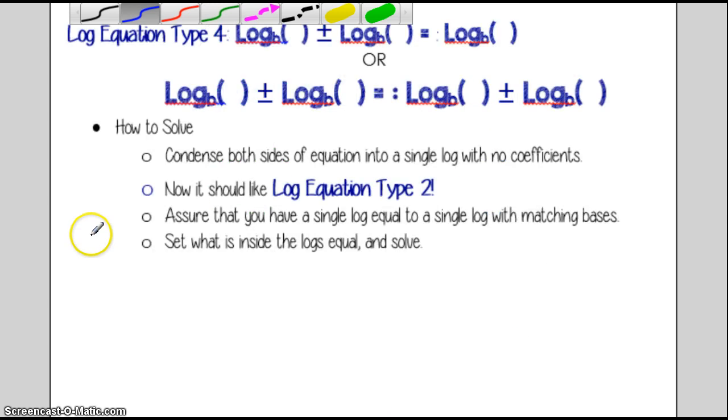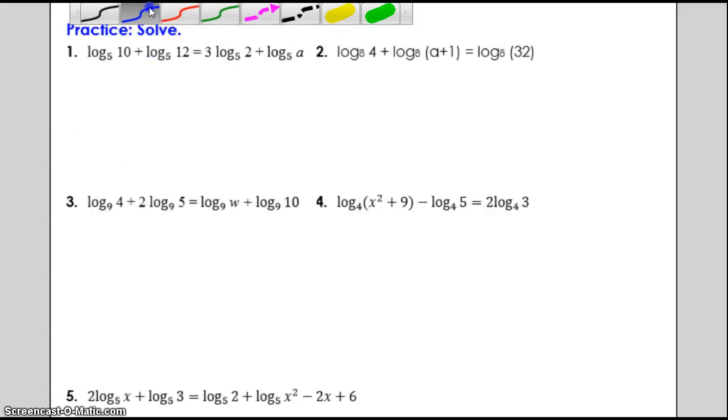All right, last rule that we're going to talk about, what if we've got the logs on both sides? So addition or subtraction, you're still going to simplify. We're going to condense both sides into a single log with no coefficients. And then we're going to solve. So let's just go ahead and take a look at that example here.